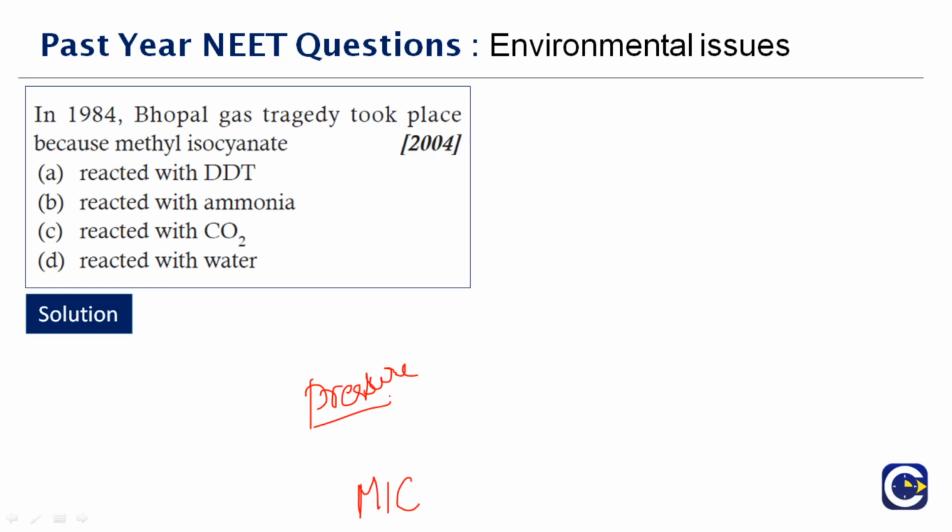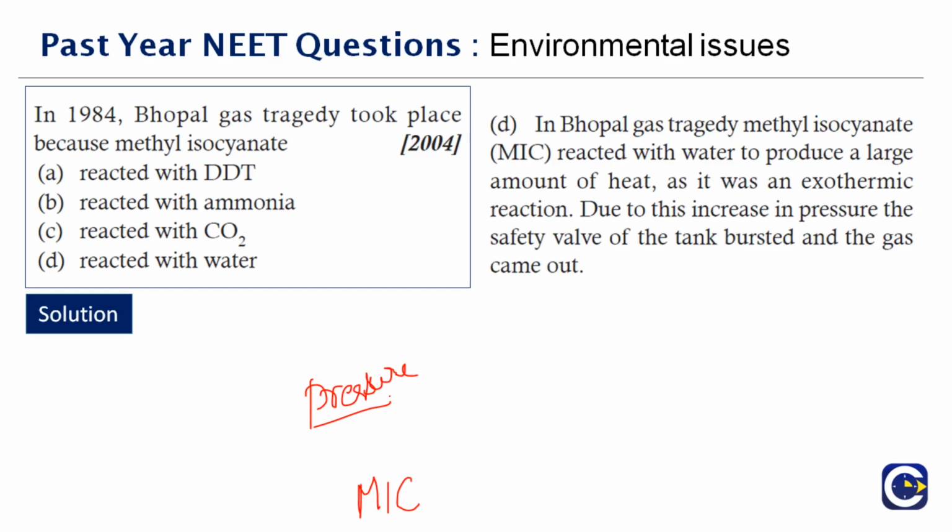and that is how the gas got liberated from the system. So in 1984, the Bhopal Gas Tragedy took place because of a very simple thing, but see how much commotion it has created. It led to a big tragedy there. So it reacted with water. What reacted with water? Methyl isocyanate. Okay, next question here.